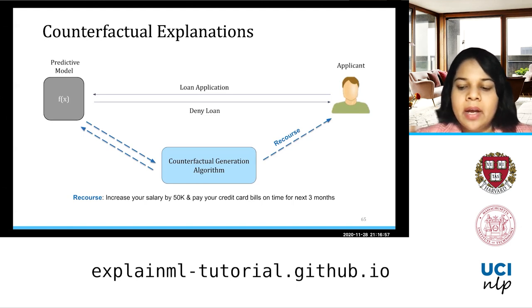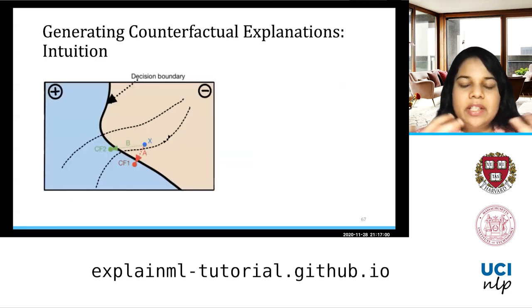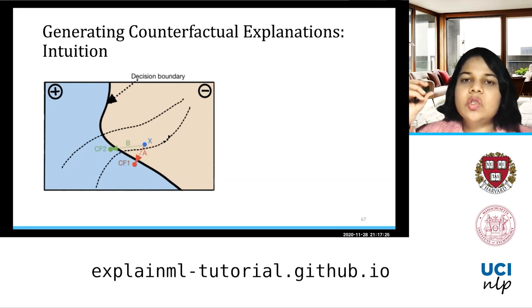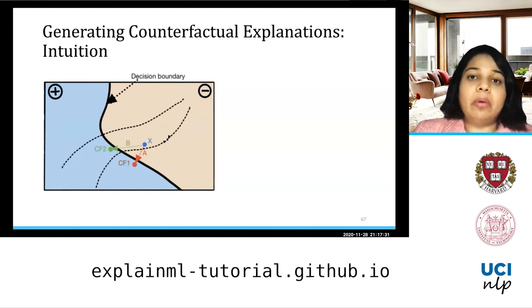Okay. All right. Now let's talk a little bit about the intuitions behind how to generate counterfactual explanations. What you see here is a simple diagram showing a decision boundary between the positive and the negative classes. We have an instance X for which we need to find the counterfactual. And the intuitive way in which several algorithms try to do this is by making small modifications to X until this new version of X crosses the decision boundary and its prediction flips.